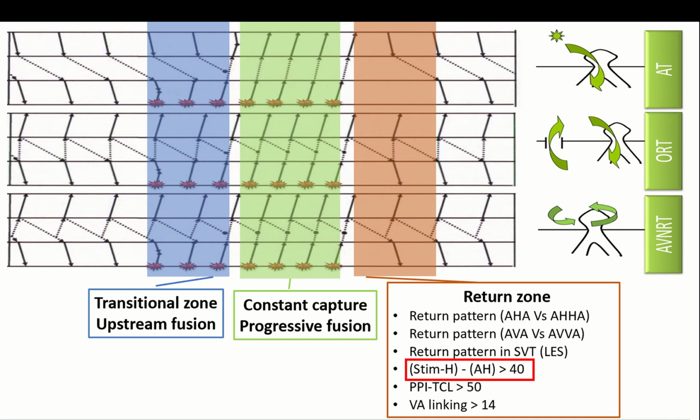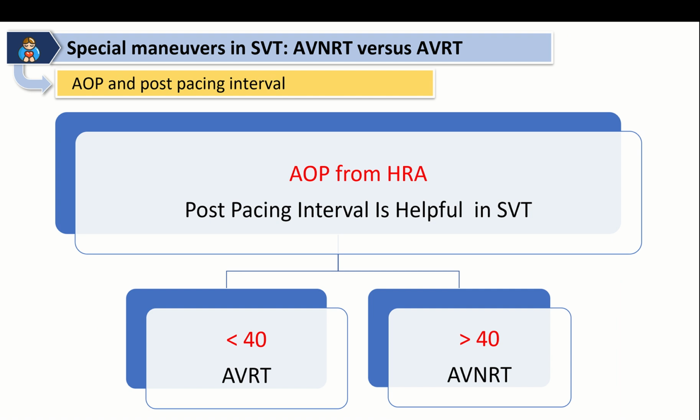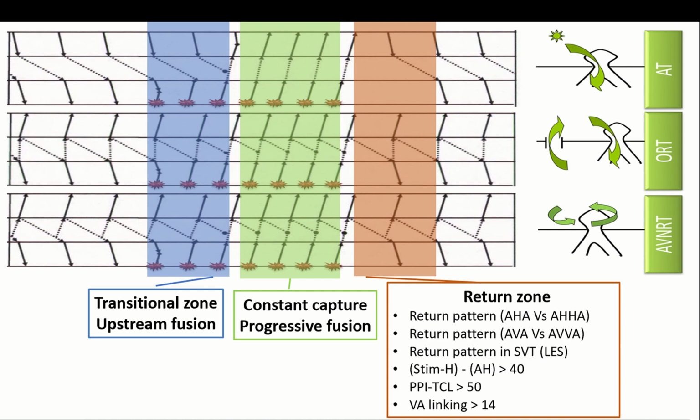Let's go to the next scenario, to assess stimulus to H minus AH during tachycardia. In AVNRT, we will find the difference more than 40 milliseconds. However, in AVRT, it will be less than 40 milliseconds.